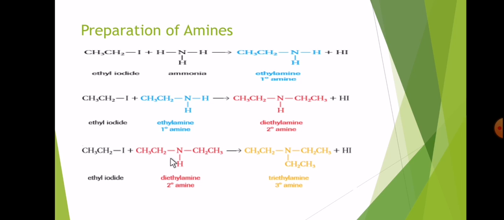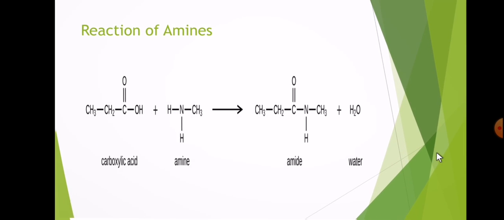in this step, the last hydrogen will also be replaced by this ethyl group here, and we will get our three node amine with the formation of hydrogen halide. So let's talk about the reaction of amines.